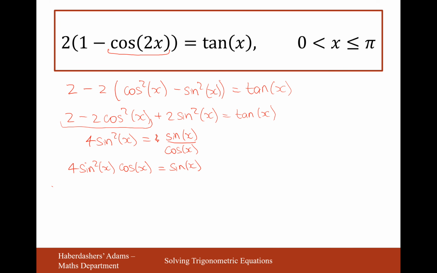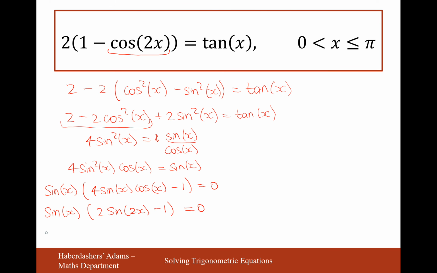Let's move it onto the other side and factorise it. So it's going to be sine x bracket 4 sine x cos x, and then minus 1 equals 0. You can see where this is now going. It's going to be sine x at the front still, and then it's going to be 2 sine 2x in the bracket minus 1 equals 0.